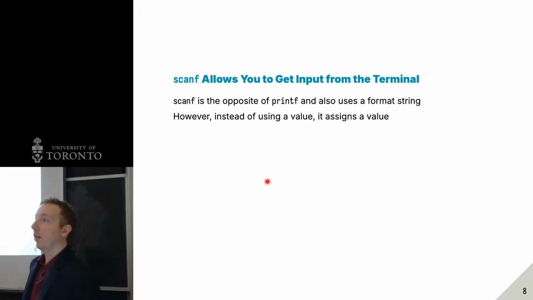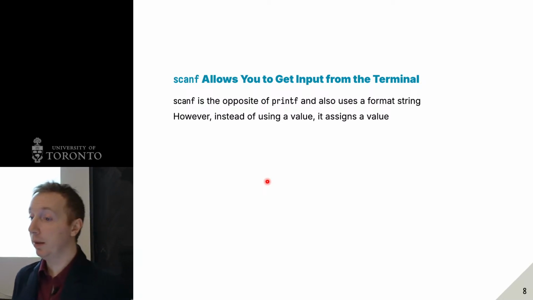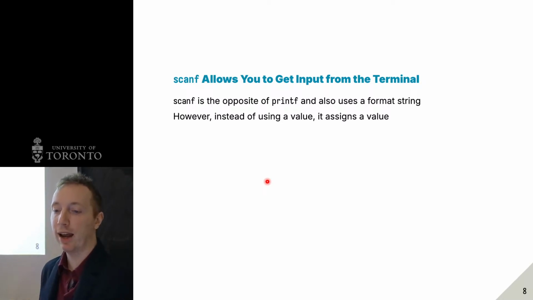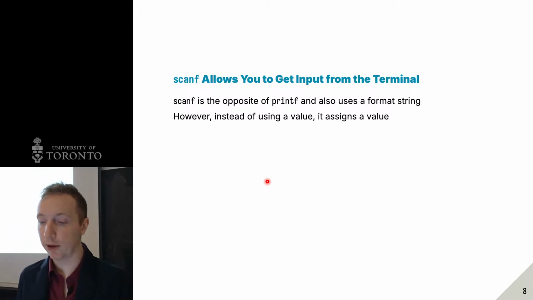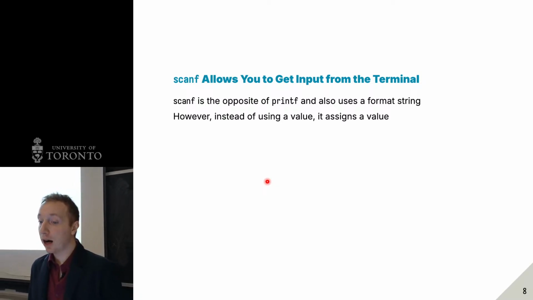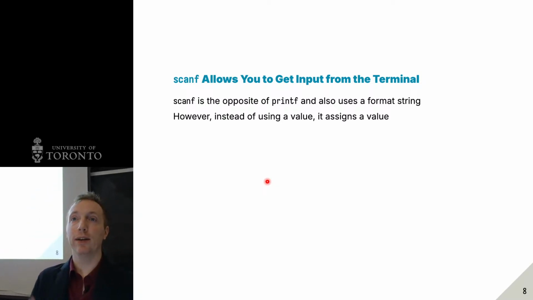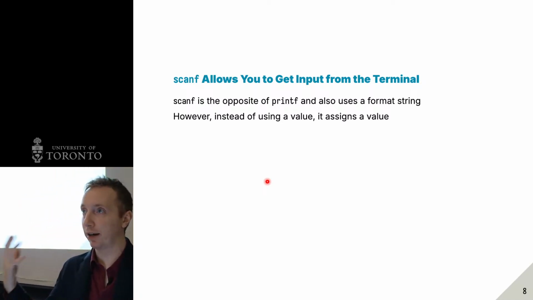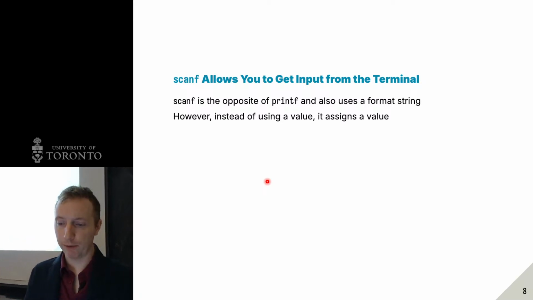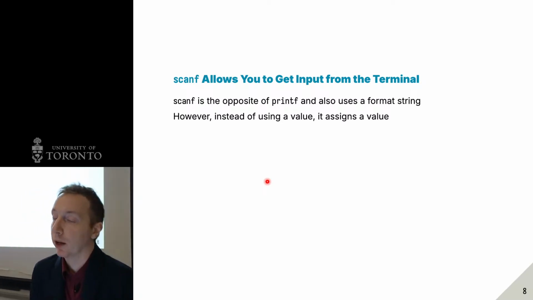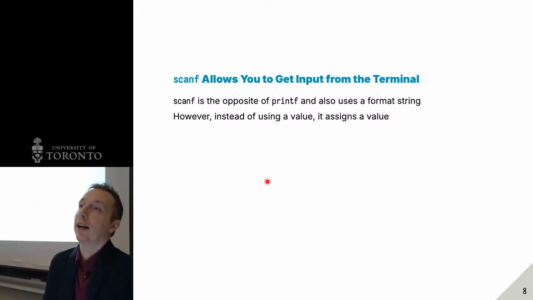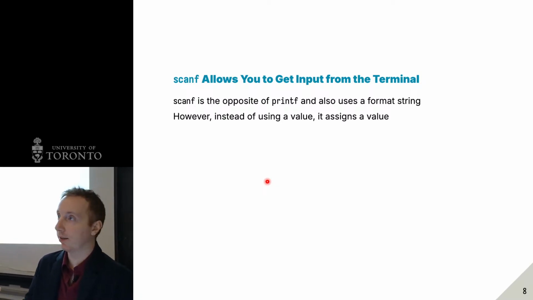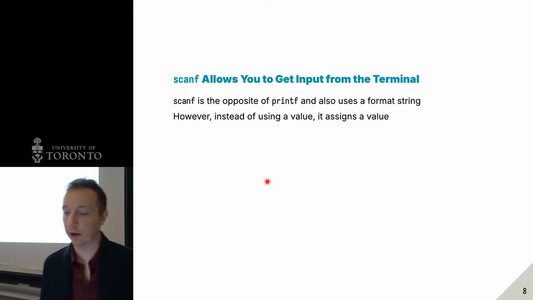The other part of this is how to get input from the user. There is another function called scanf, and that lets you get input from the terminal. Basically, think of it as the opposite of printf, because it also thankfully uses a format string, so you only have to keep track of those 3 format specifiers. It's slightly different in that instead of using a value, it assigns to a value. So it will do the assignment to the value we tell it.